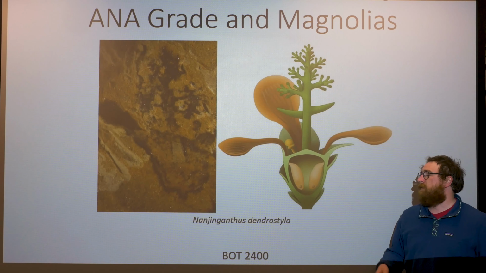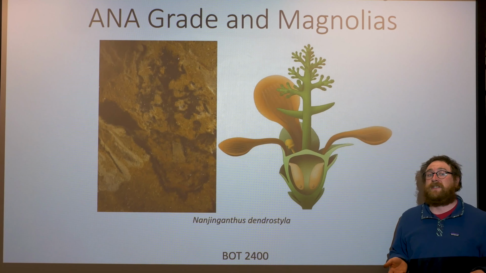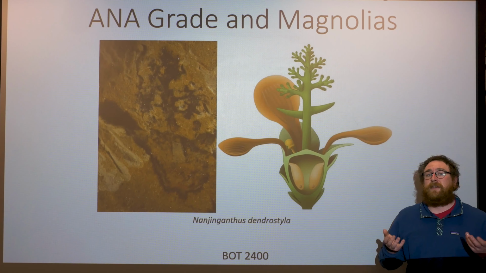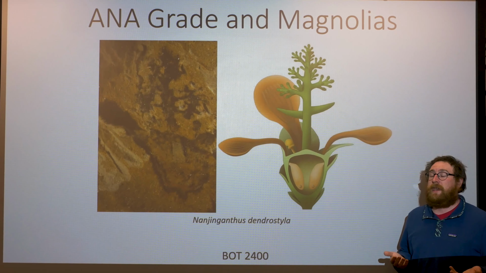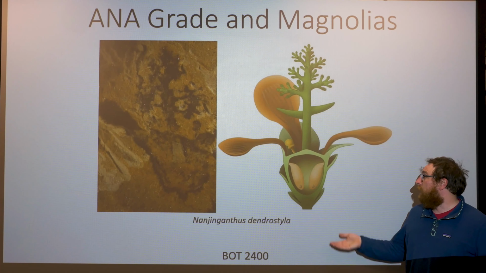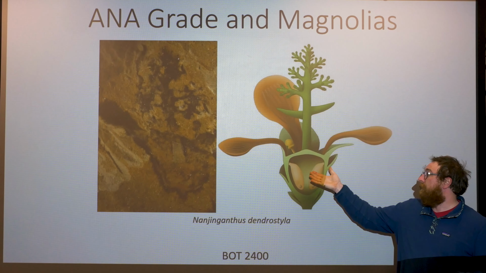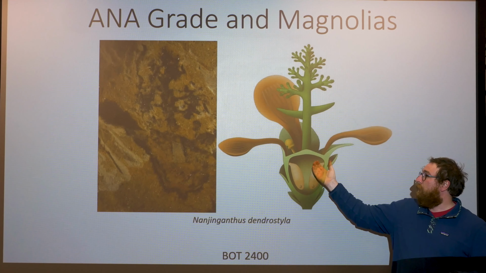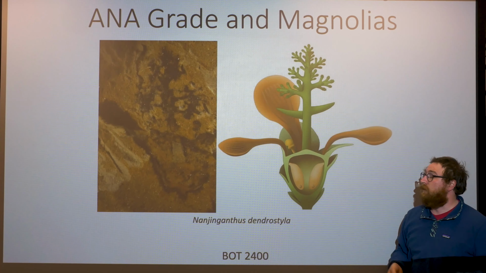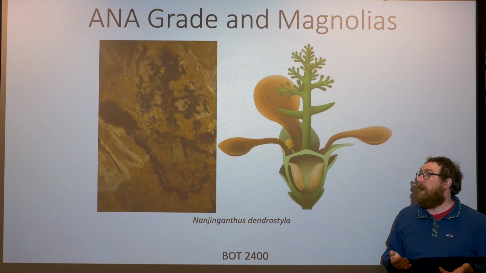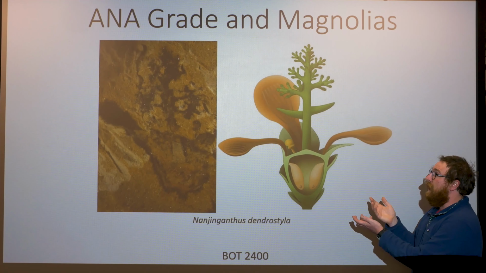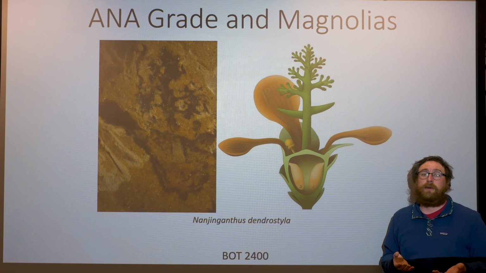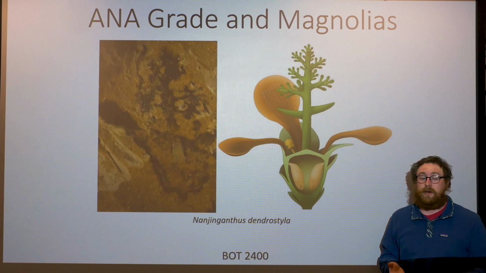But these early flowers are very different than the flowers we see today, even in some of these more basal groups of the angiosperm tree. We're going to see flowers that look very different than this one, but these flowers are going to share a couple of quirks that these early flowers shared. And that's why a lot of times we think that the Ana grade and the Magnolia grade represent the first step of flowering plants.